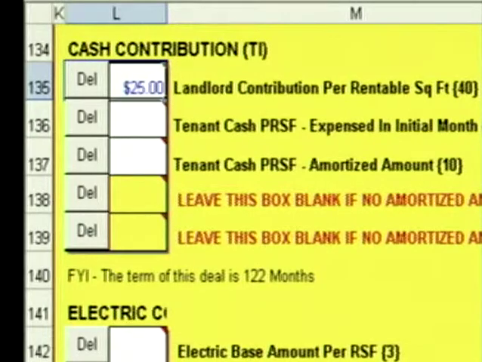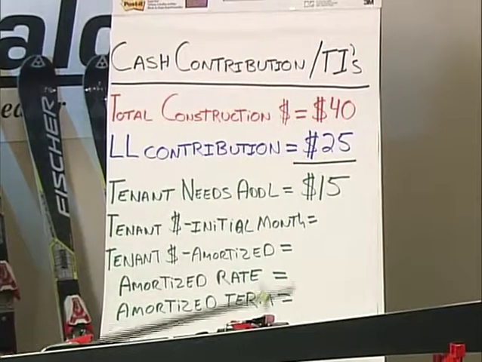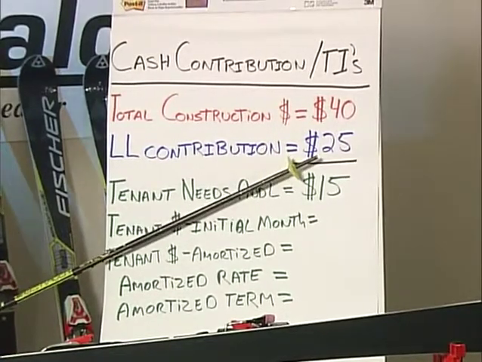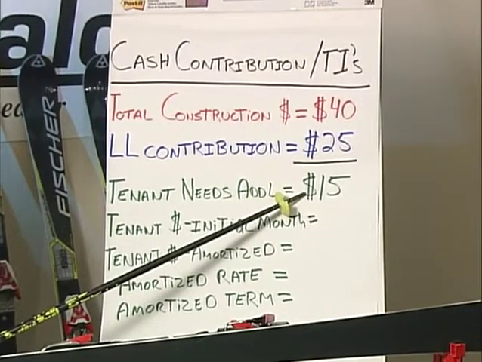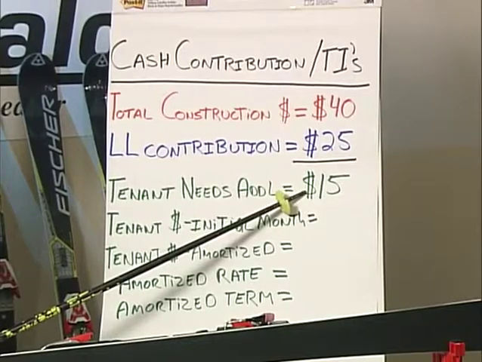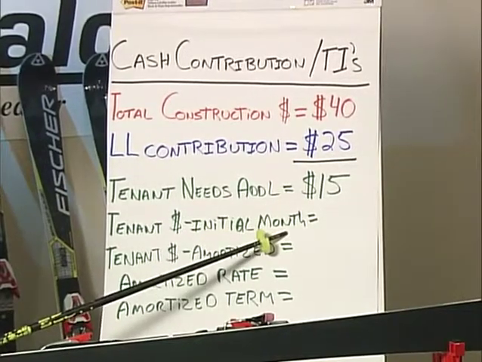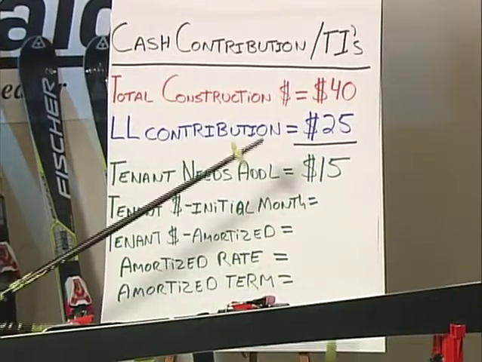Suppose your architect told you your total construction cost was going to be $40. The landlord agreed to give you $25. That means you'd have a shortfall of $15. The tenant would need to come up with another $15. Tenant cash can be expensed in one of two ways, either upfront in the initial month, or it can be amortized at a rate and term of your choice.